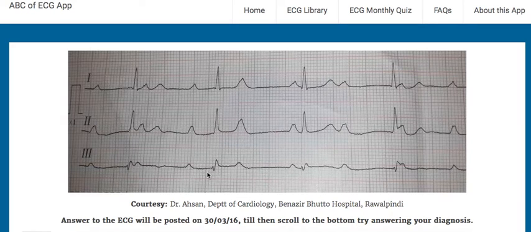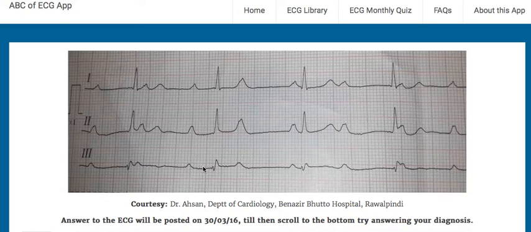So one could easily say that P waves and QRSs are independently contracting or independently showing up on ECG. So there is an AV dissociation over here. When do you see an AV dissociation? In which type of AV block?